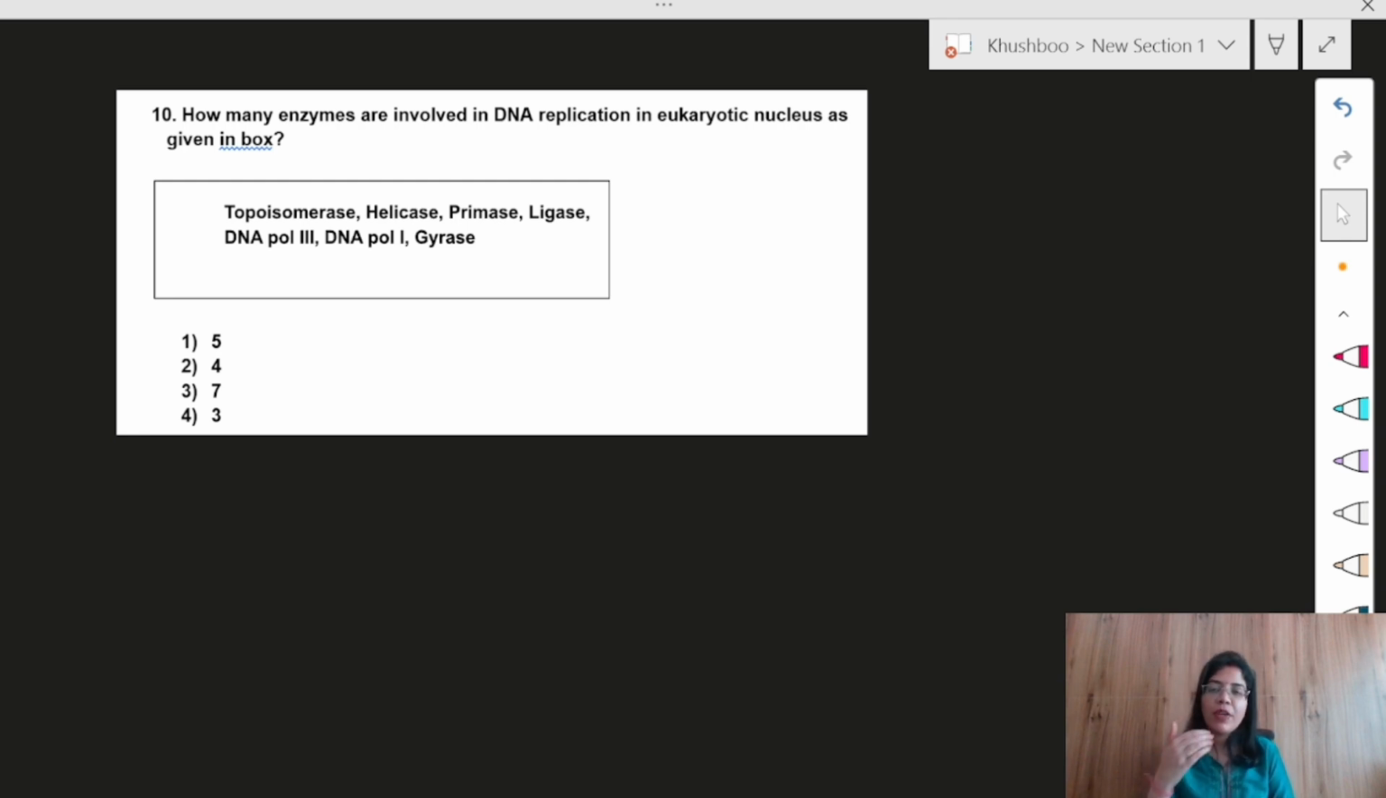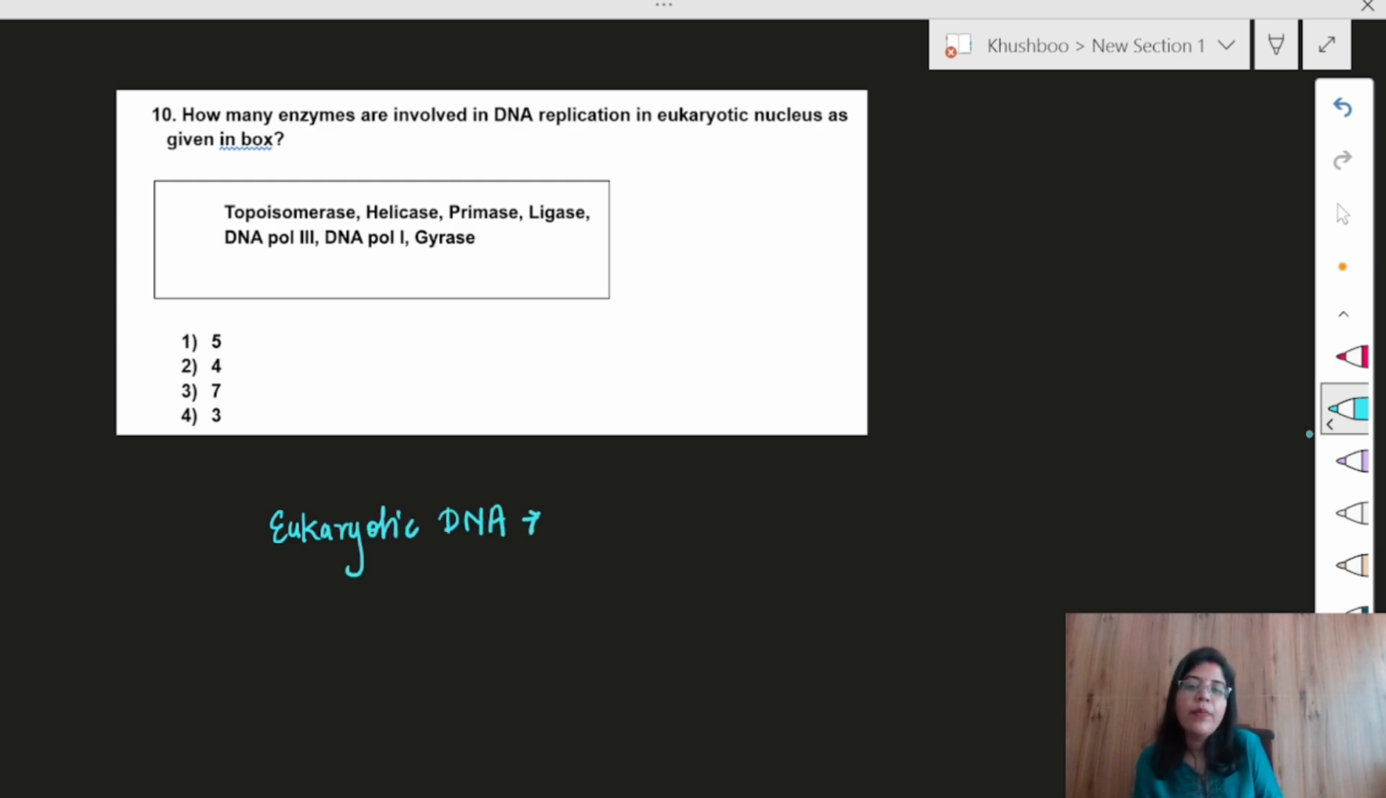So you can see plenty of enzymes are given: topoisomerase, helicase, primase, ligase, DNA polymerase 1, 3, gyrase, and all of these things. If you want to copy eukaryotic DNA, right? So for copying eukaryotic DNA, I hope you have learned a little bit more than NCERT. For opening the two helix, like your DNA is like this, right? For opening the DNA helix, you require one enzyme which is called helicase.